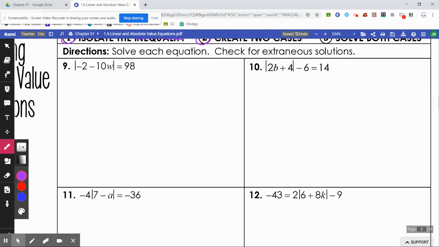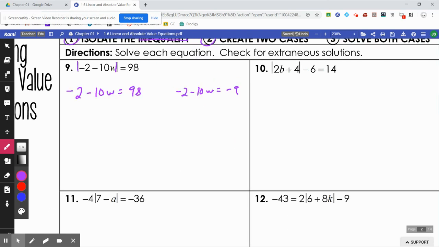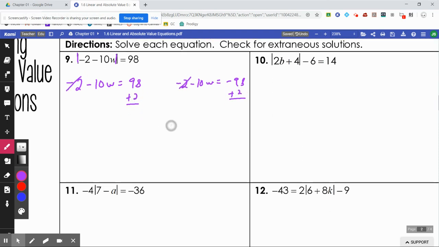So get the absolute value by itself, which here is already by itself. We're going to split it into two cases. We're going to say that the stuff inside is either equal to 98 or the stuff inside is equal to a negative 98, and simply solve both of those. To get rid of the minus 2, we're going to add 2, and you can actually solve them simultaneously because it's going to be the exact same steps.